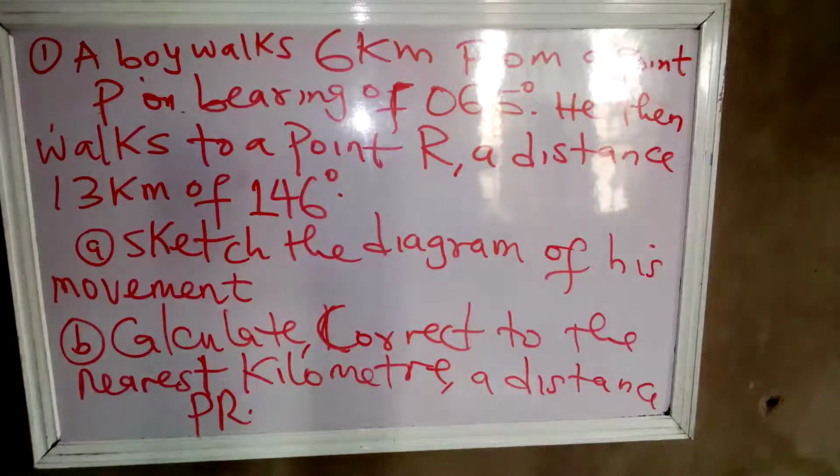Okay, now let me do the sketching. Because if you don't sketch, there's no way you can solve this question. You don't need a prophet to tell you that. A boy walks 6 kilometers from a point P on a bearing 65. That means the boy is coming from P, from a point P to Q.